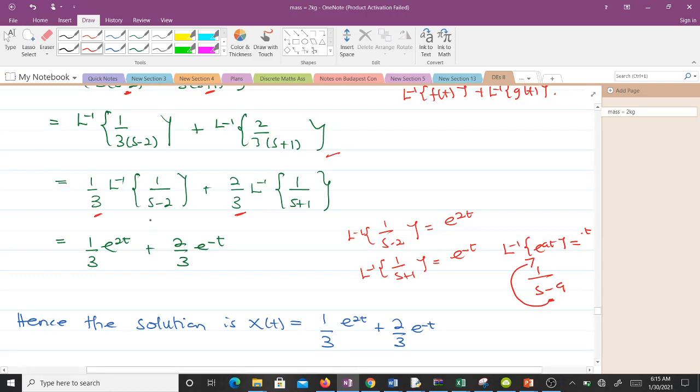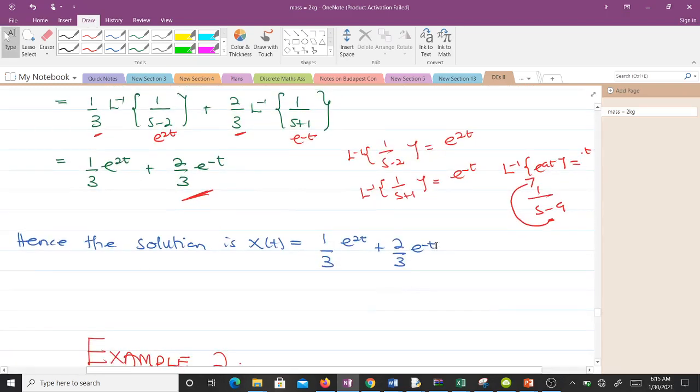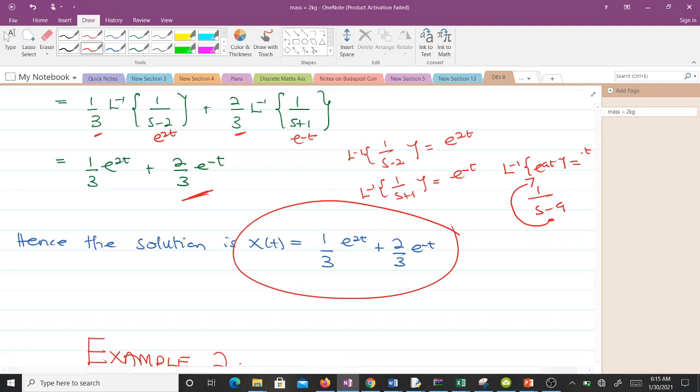Okay, so now since this is e to the 2t, this is e to the minus t, then we can write it and we will get this. Alright, so hence the solution of our differential equation is x of t equals whatever we have here, and that happens to be the solution. So we've been able to use the Laplace transform to solve differential equations with initial value conditions. I hope you got it. If you didn't get anything, you can pause the video and rewatch it, okay?